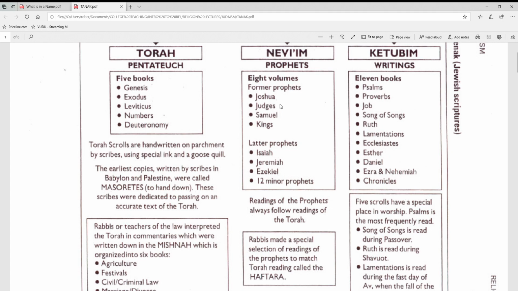And then the latter prophets, Isaiah, Jeremiah, and Ezekiel, those would be major prophets, meaning what they wrote is extensive and long. Isaiah is like 66 chapters. That's a long book. Jeremiah and Ezekiel are close to 40 each. And then one book called the 12 of the Minor.